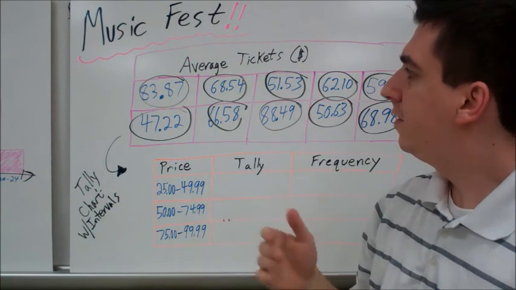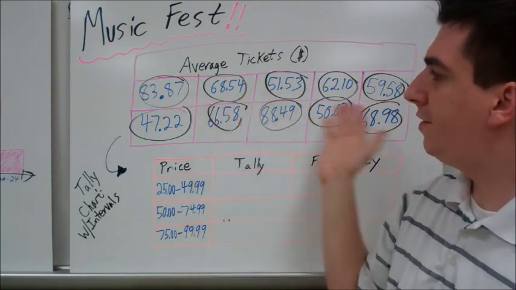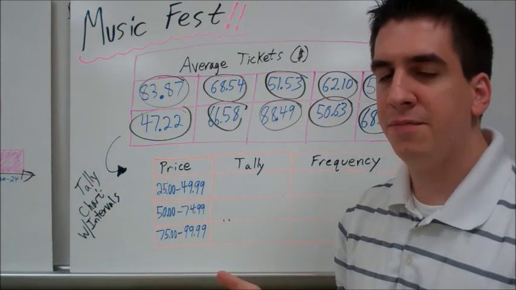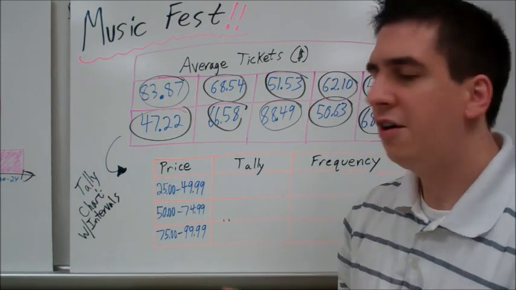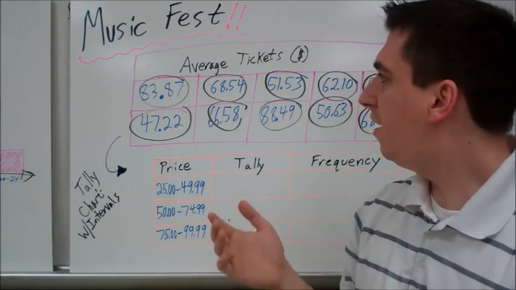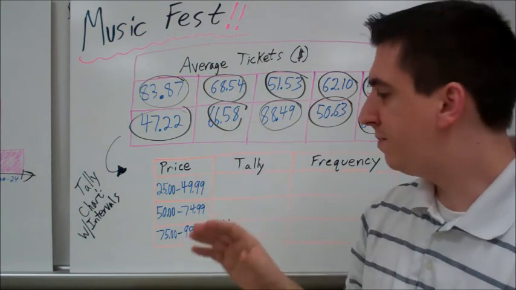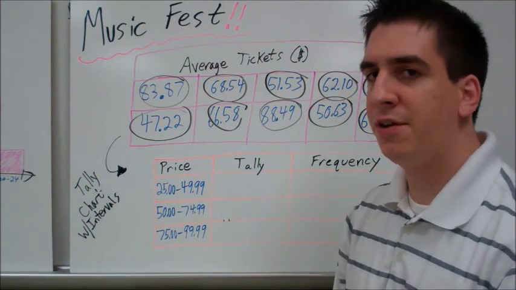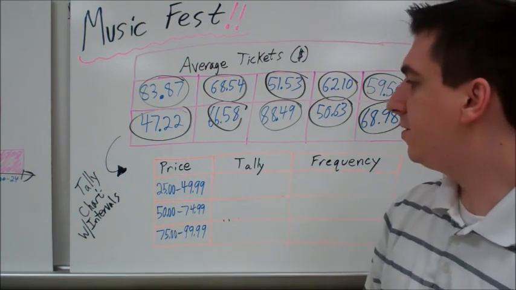Music Fest. Right here we have a whole bunch of different prices of tickets. And we're going to find out how we can make a histogram from this data to help us find how much money we would spend for each ticket range, or how many times each ticket range price would appear. So let's look at each of these.